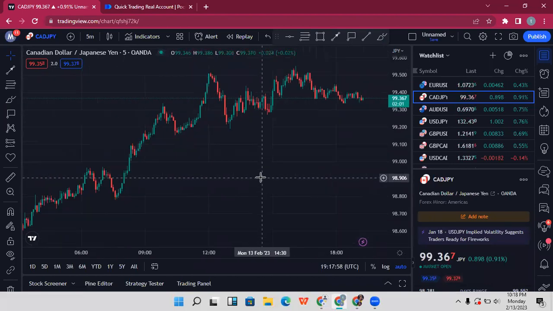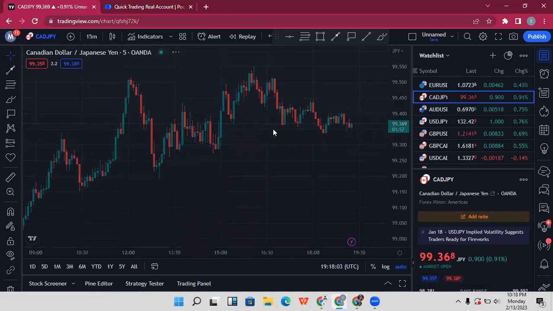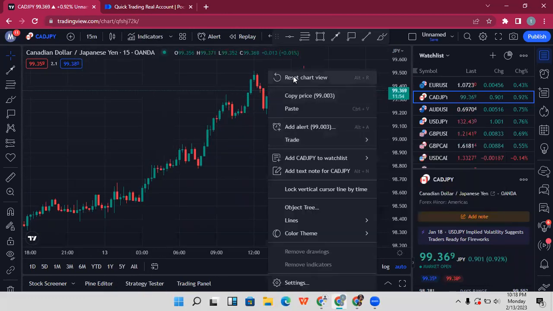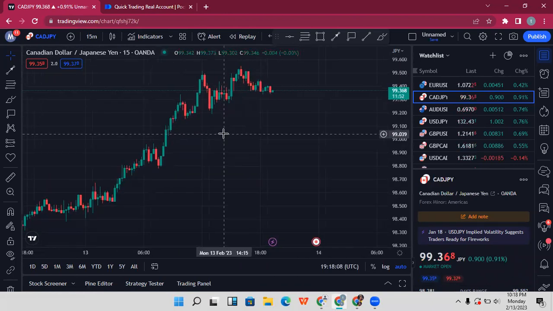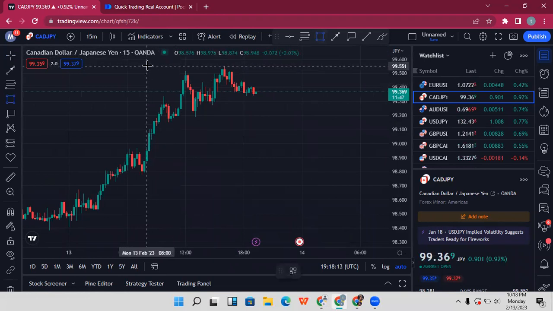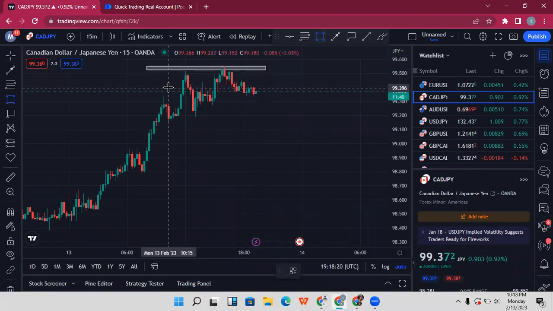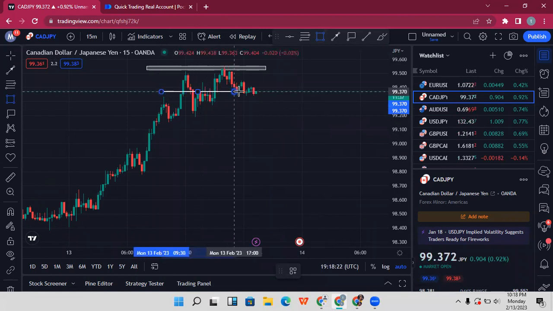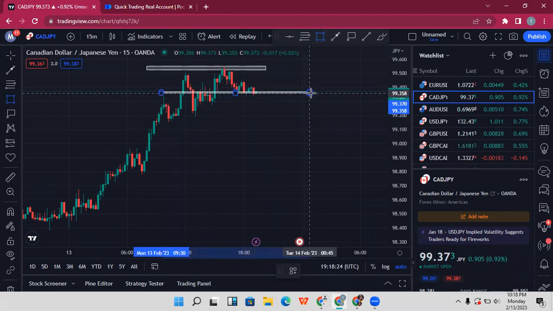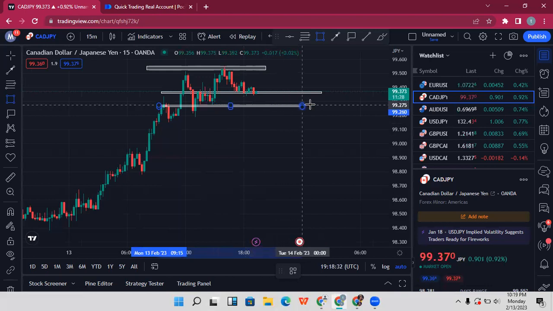So on CAD JPY, this is how the setup looks on the 5 minutes time frame. Sometimes you can just go to the 15 minutes time frame to get a gist of it so that you can draw your levels perfectly. So I'll take my first level, which will be this zone here. I will also take my next zone, which will be this zone here. And then I'll take my other zone, which will be this zone.